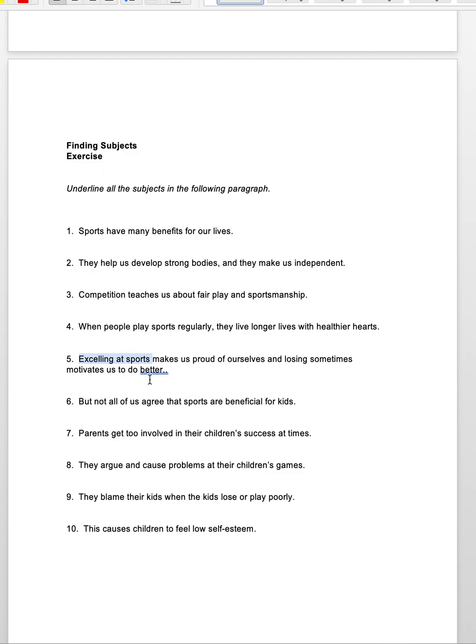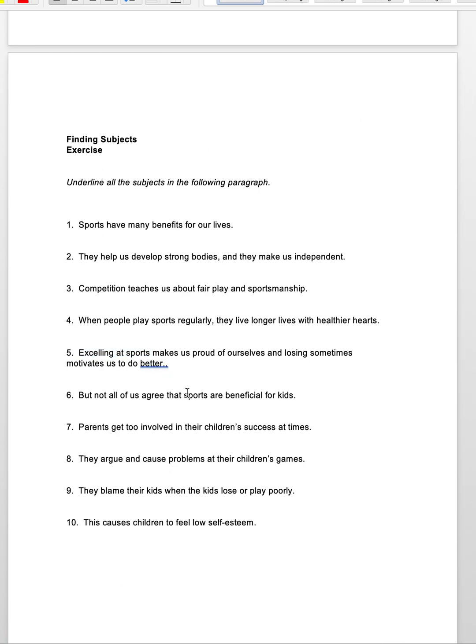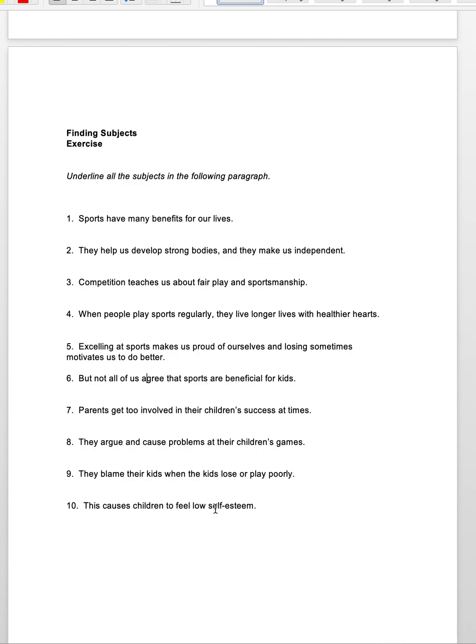And it's a little bit trickier to identify that, but you can just ask what makes us proud? And what motivates us to do better? Well, excelling at sports makes us proud, and losing sometimes makes us better. So in this case, an ing phrase. Now, how is that a noun, a subject? Because it is a complete thought. And remember, a noun is a person, place, or thing. Well, a thing can be a complete thought or an idea or a concept, like excelling at sports.